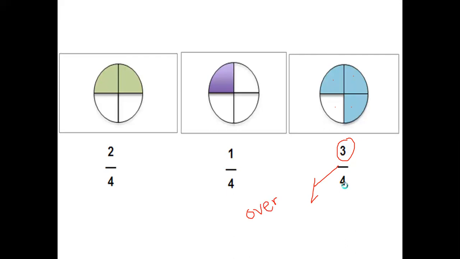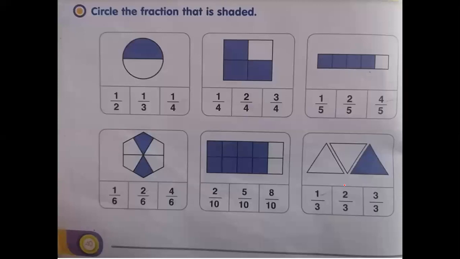Okay, so we have a question on page 40. We are going to circle the fraction that is shaded. Okay, number 1, how many shaded parts do we have? 1. Excellent. How many parts in all? 2. So is it 1 over 2, 1 over 3, or 1 over 4? Excellent. 1 over 2.